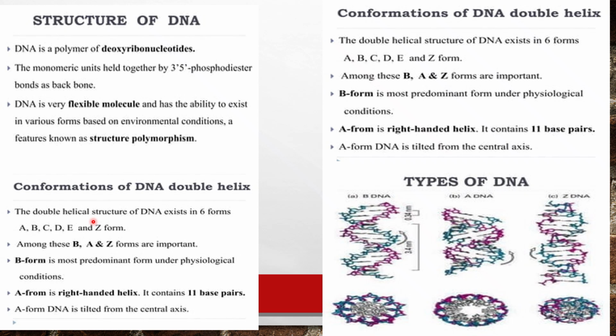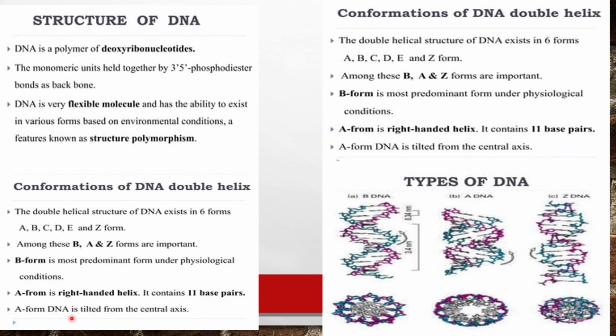The DNA double helical structure exists in 6 forms: form A, B, C, D, E, and Z form. Among these, the B, A, and Z forms are very, very important. The B form is the most predominant form under the physiological condition. A form is a right-handed helix. It contains 11 base pairs in one turn.